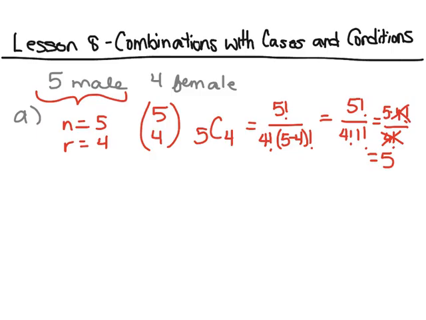Part B asks, how many 4-person teams does Tanya have to choose from with 2 males and 2 females for a mixed competition? So we have 2 males, 2 have to be male, and 2 have to be female.